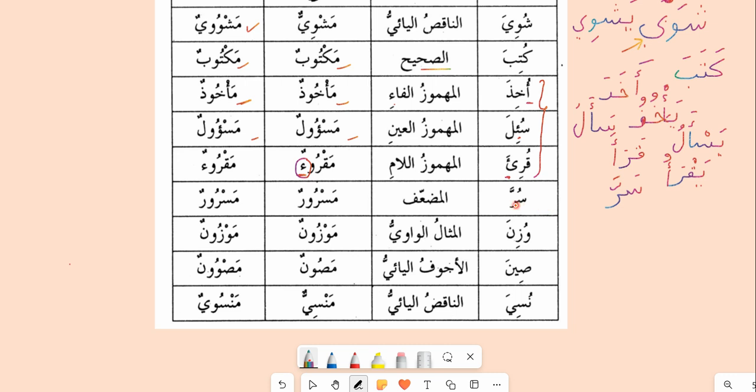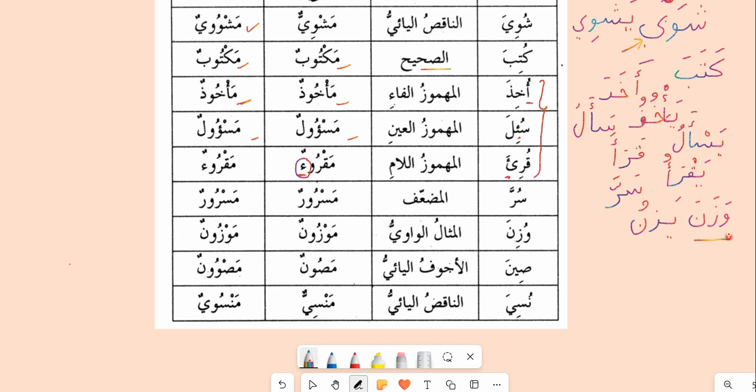Okay, surra is the majhul form, but the original is sarra. Mudaf and masrurun, we use the same original scale. Wuzina comes from wazana, and it's yazinu. And this is the verb where you have three letters in the past and present tense. So this is another kind of verb. What kind of verb is this?